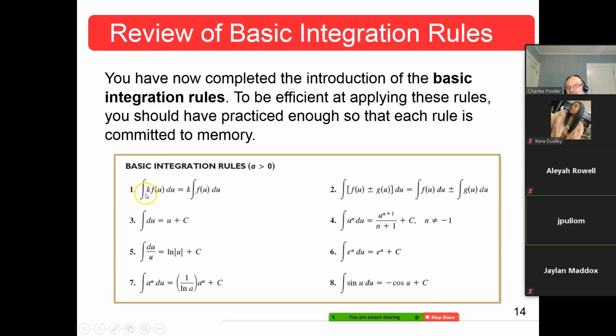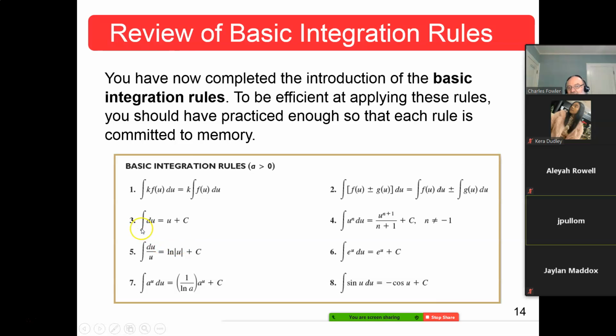First, if you have an integral of a constant times a function, pull the constant on the outside and it's just the constant times the integral of the function du. Okay, that's pretty simple. It's the constant multiple rule. This is the sum or difference formula. The integral of a sum or a difference of two integrable functions would be the sum and the difference of their integrals. Okay, that's pretty straightforward.